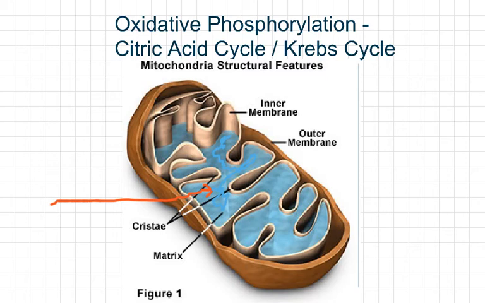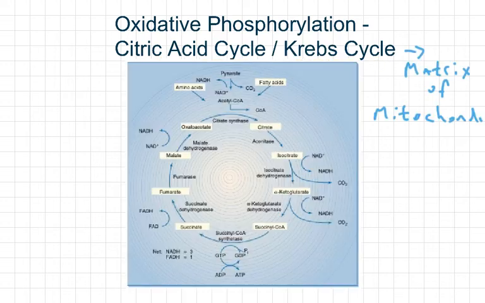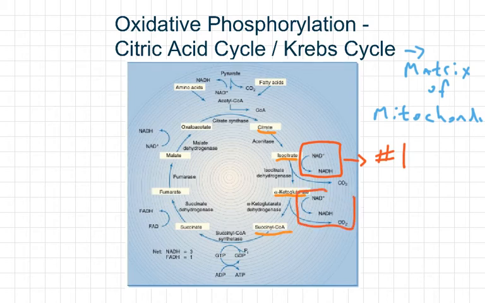This is where the CAC, or the citric acid cycle, also known as the Krebs cycle, occurs. As acetyl-CoA enters the citric acid cycle, it is converted into the molecule citrate. From there, it's converted into isocitrate, then into alpha-ketoglutarate. At this point, we create our first NADH of the Krebs cycle. From there, alpha-ketoglutarate is converted into succinyl-CoA, and again, we create our second NADH.